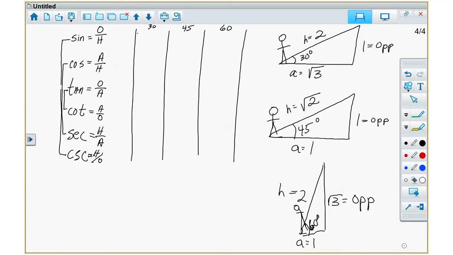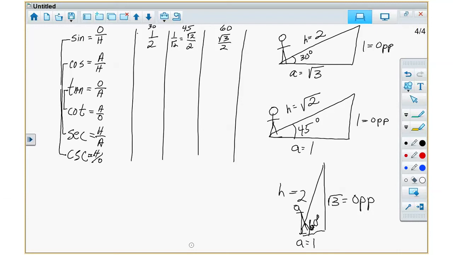So, what is the sine of 30 degrees? Will that be opposite over hypotenuse? 1 over 2. For 45, 1 over square root of 2, which is equal to square root of 2 over 2, because you've got to rationalize the denominator. Opposite over hypotenuse, square root of 3 over 2.